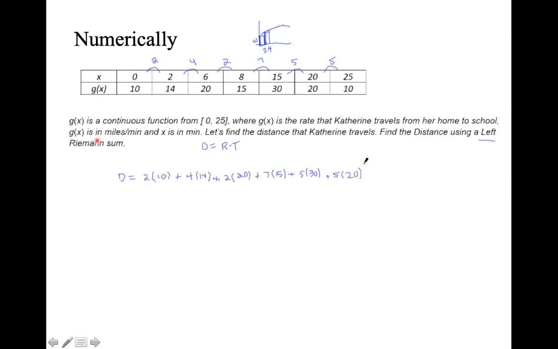All right, so if we work all those out, the total distance that Catherine travels should be, and you can check my work here, make sure I did it right, 471 miles. Okay, so maybe she was off at college or something because she's traveling from home to school. She goes to school pretty far away. And that is our left Riemann sum approximation. This is a pretty typical problem of what you'll see on the AP exam. All right, let's look at another one.